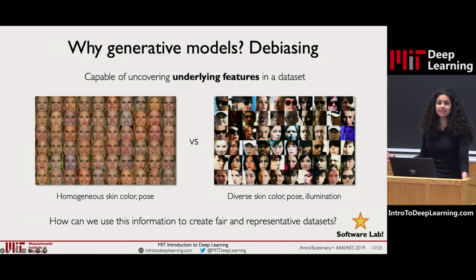And so our training data may be overrepresented with particular features or underrepresented with particular features, and we may not know this. Using generative models, as you'll see in today's lab, we can actually automatically uncover and identify these features and learn which features are more or less represented and use this to actually create fairer and more representative data sets.